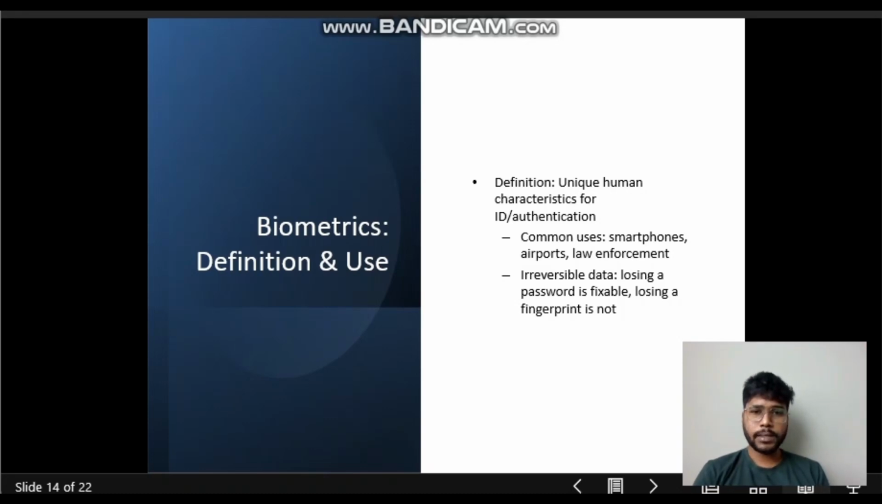Our main key point is that biometrics are inherently personal. Losing your password is inconvenient, but losing your biometric data is irreversible. So that's our main point. So what's the legal landscape of this?